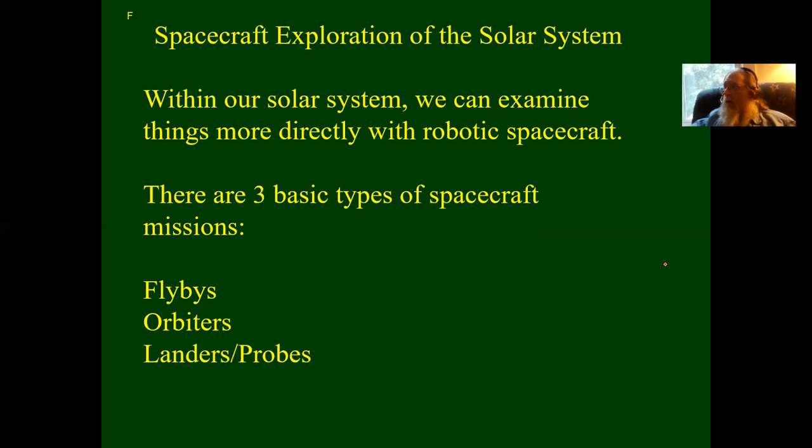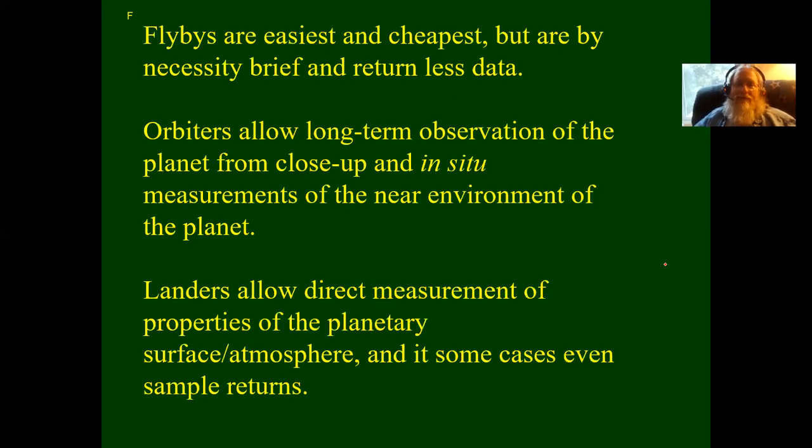Anyway, it turns out there are three basic types of spacecraft missions you might do to another planet: flybys, orbiters, or a lander. And I don't know, maybe the difference between a lander and a probe is a lander lands softly, a probe lands not softly. All right, so the cheapest thing to do is a flyby.